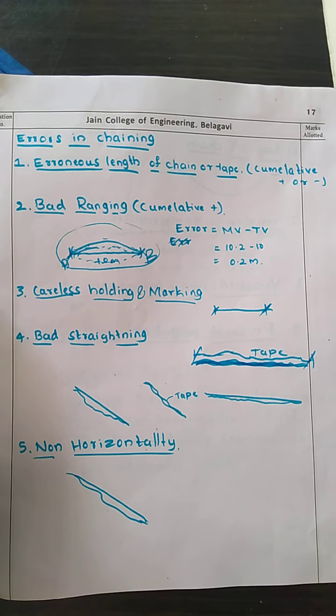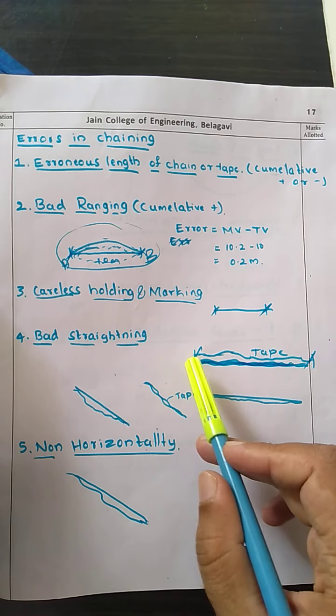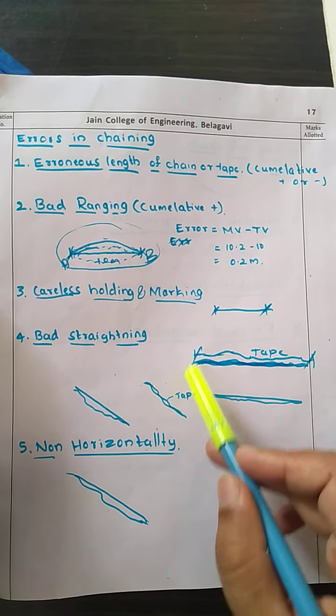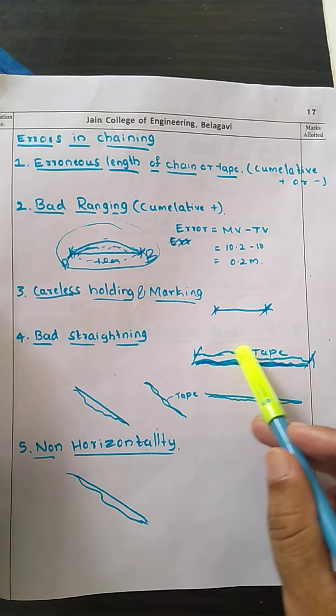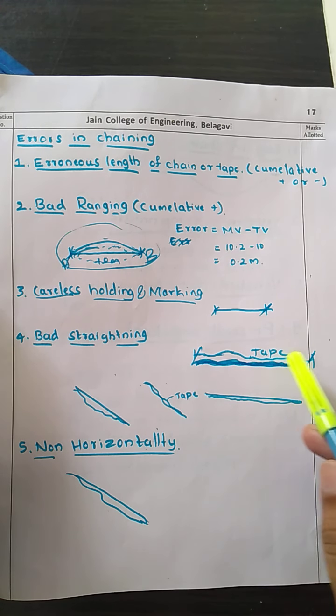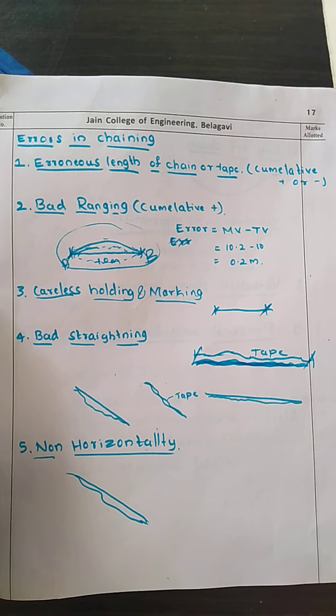Okay, so what is going to happen? Again, the measured distance will be too high. If we keep it straight, then we are going to get the exact distance. If we do not straighten it, if we have undulations like this, then the length will be too much. So again we are going to have the error, and this error will be too great and the measured distance will be too high.